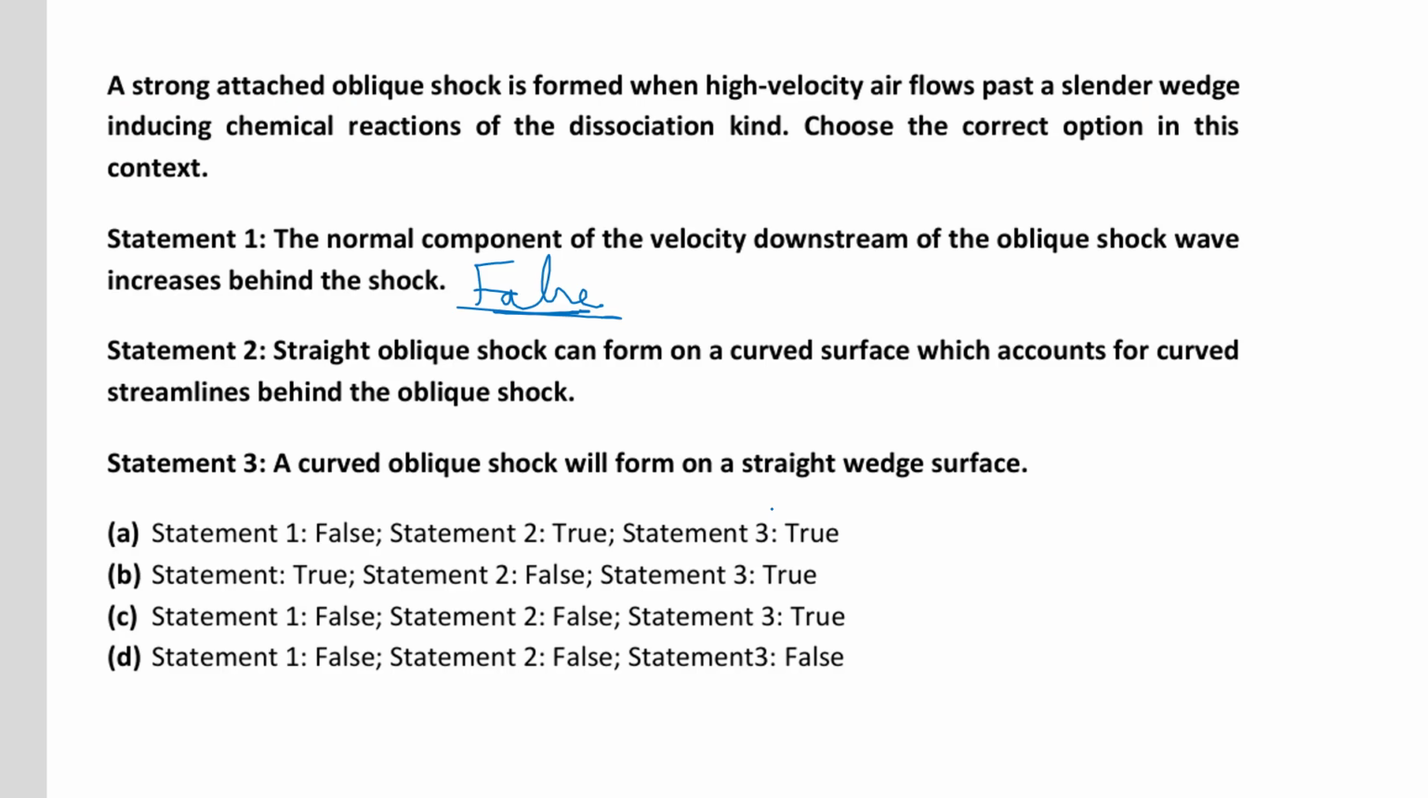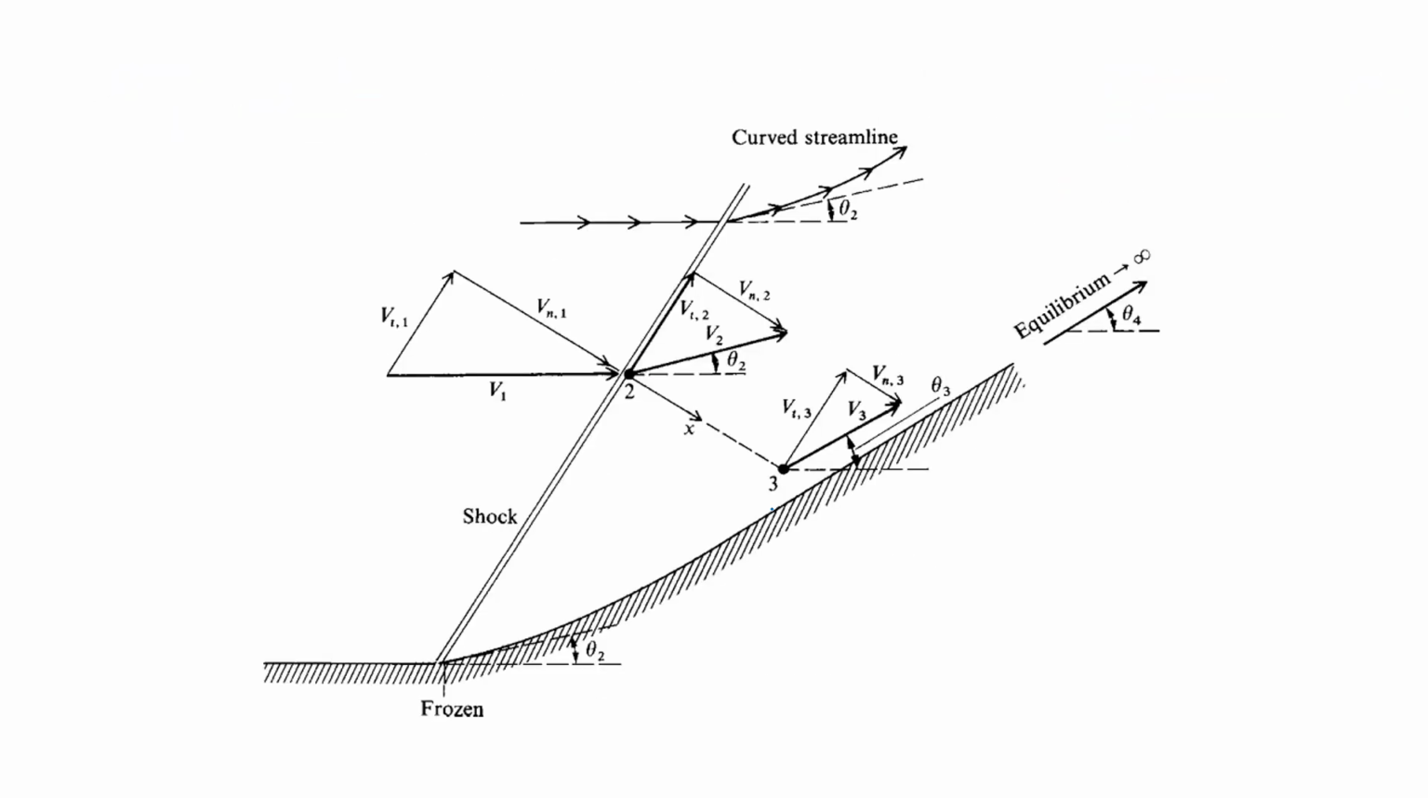Now we will see what happens across a straight oblique shock. Let's say this is the straight oblique shock, and we know that the flow across a tangent does not change. So tangential velocity will be the same everywhere, and across a normal, the velocity decreases. We have already seen rho 1 Vn1 equal to rho 2 Vn2.